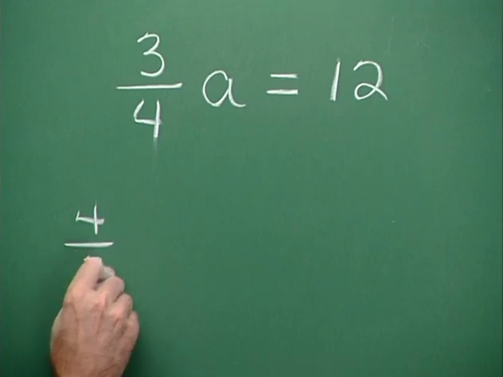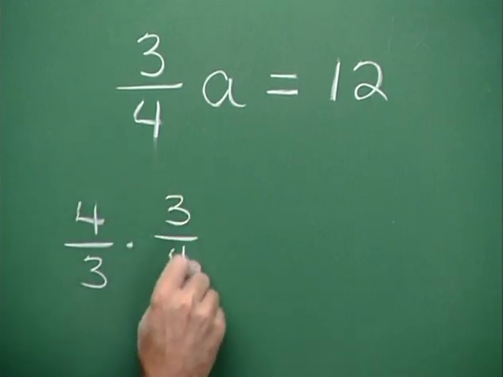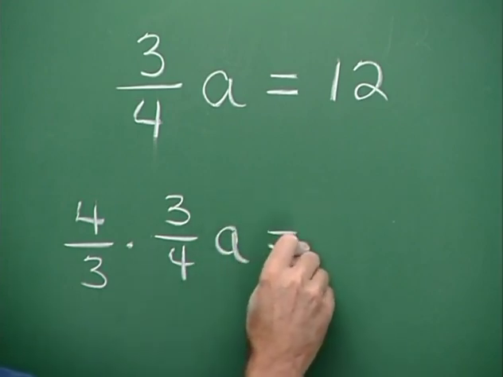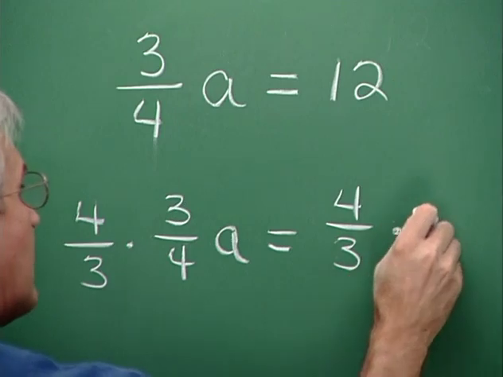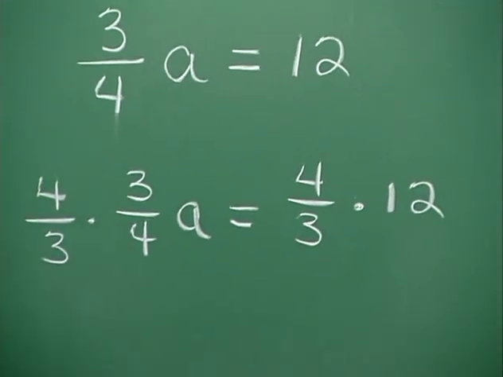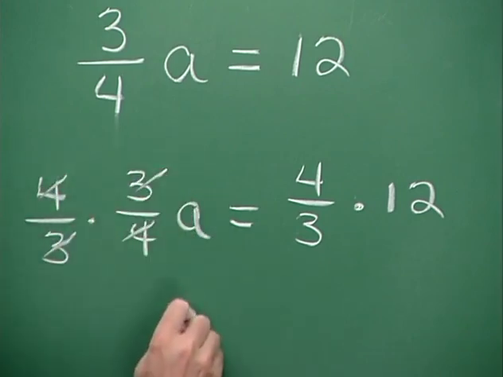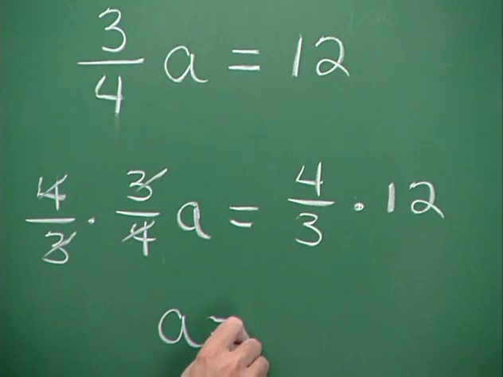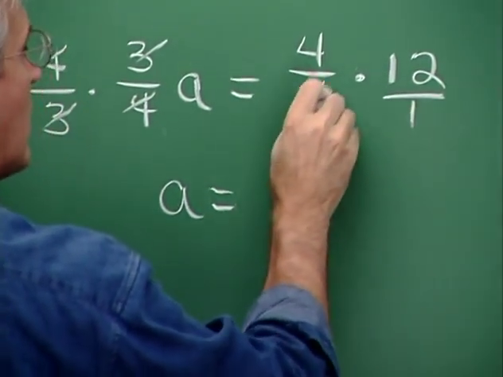It's 4/3 times 3/4 a. You see, 4/3 then times 12. We just show that we're multiplying the same amount on both sides. A fraction times its reciprocal, cancellations all around, it leaves a, and now 4/3 times 12. Remember, this is 12 over 1. 3 into 3, 1.